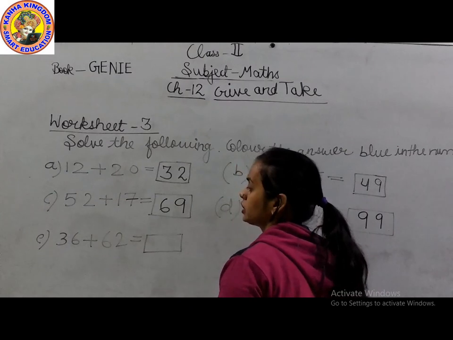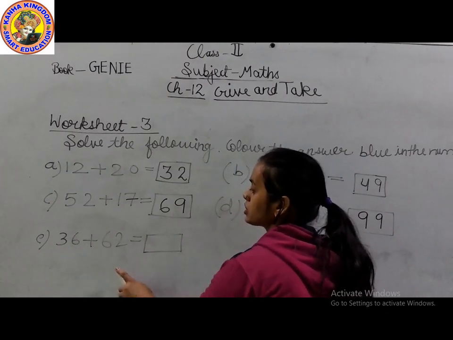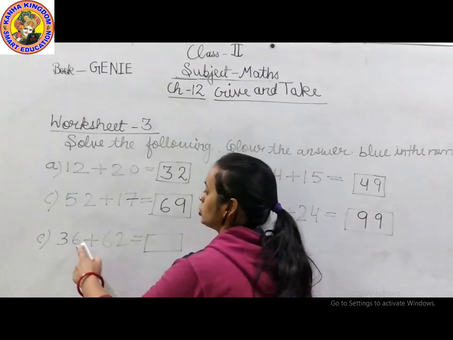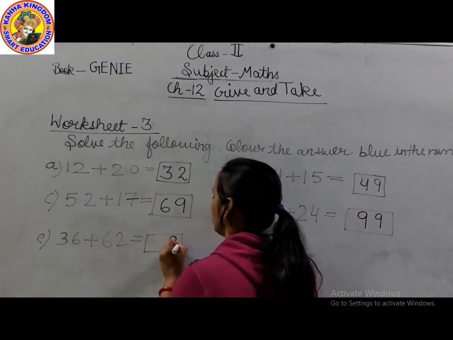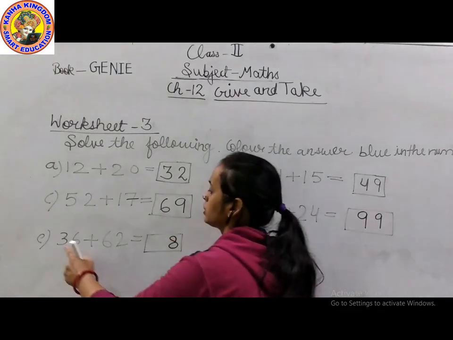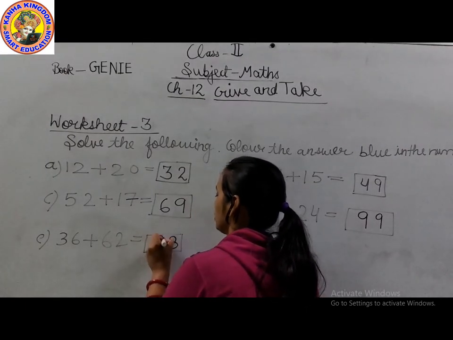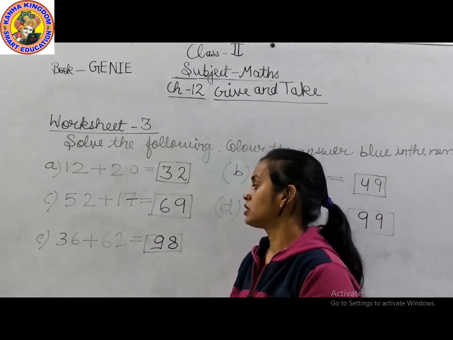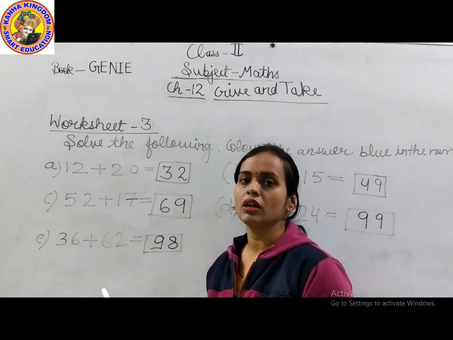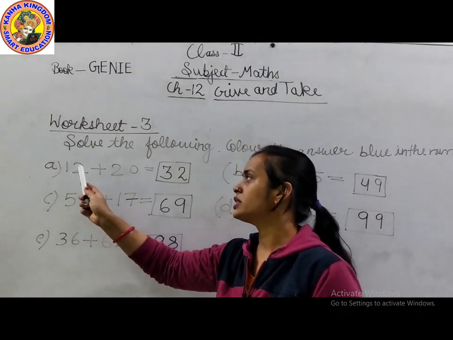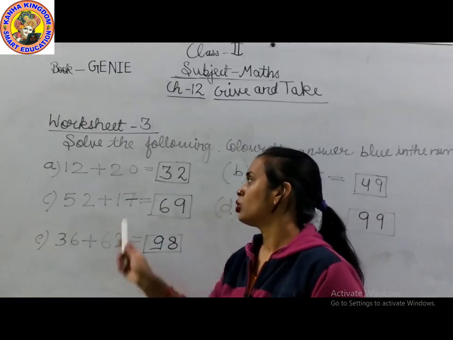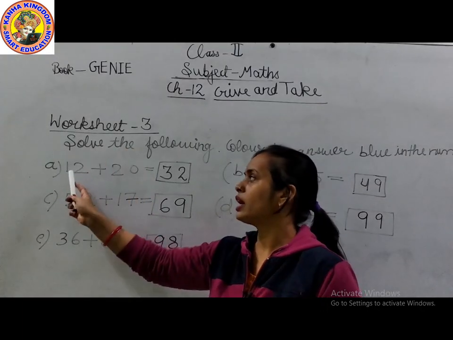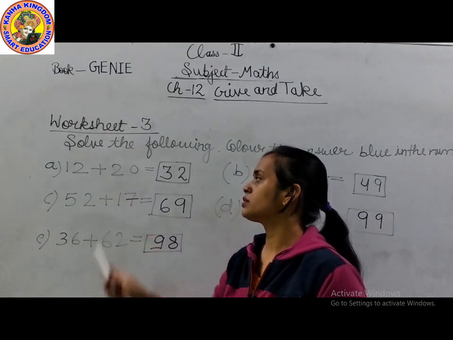Now next question is 36 plus 62. So 6 plus 2, 8. And 3 plus 6, 9. First we add the digit at the ones place. In two-digit number, first digit is our tens and second is our ones. So first we add the digit at the ones place, then we add the digit at the tens place.